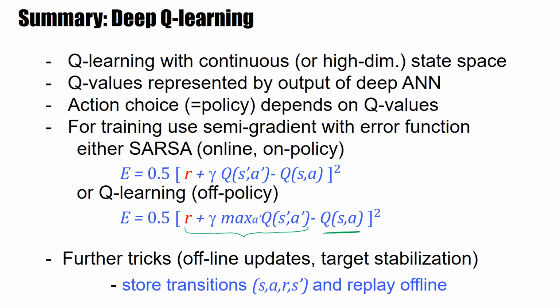And another trick was the offline updates. So they remembered in some buffer state, action, following state, following action quadruplets. And then they replayed this several times in the background of the policy so as to adjust the Q values while not really taking an action in the game.